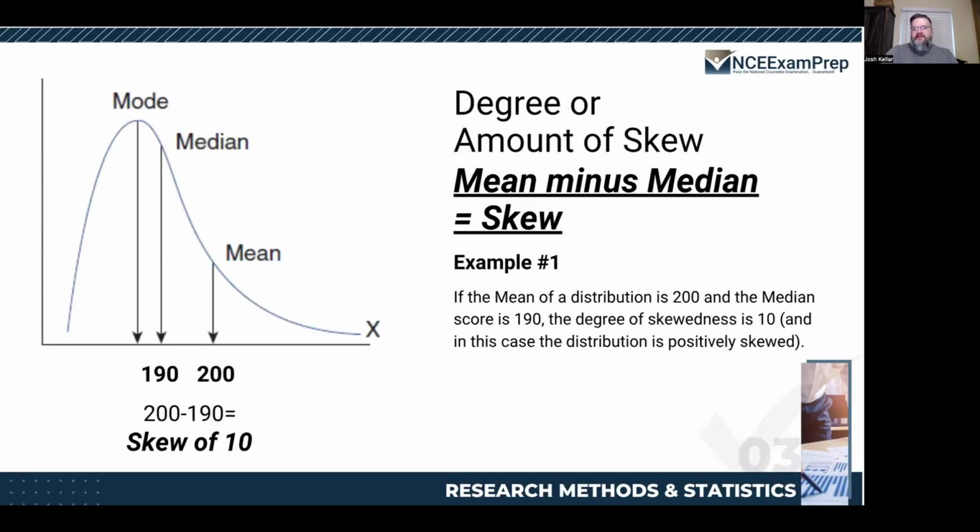So remember earlier when I said the degree or the amount of skew is the mean minus the median. If the mean of a distribution is 200 and the median score is 190, then the degree of skewedness is 10, because the mean 200 minus the median 190 is 10. And because 10 is a positive number, we have a positive skew. Did I lose anybody on that?